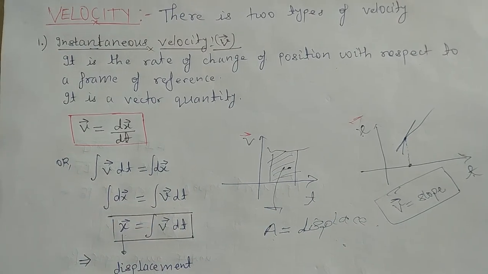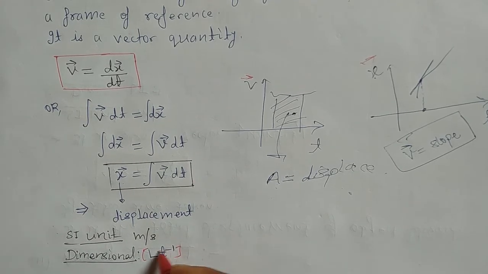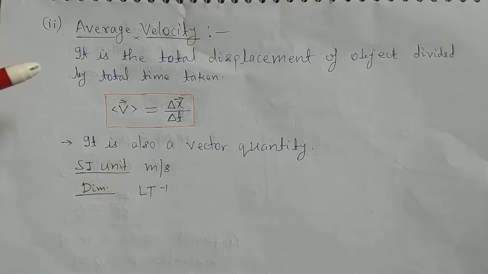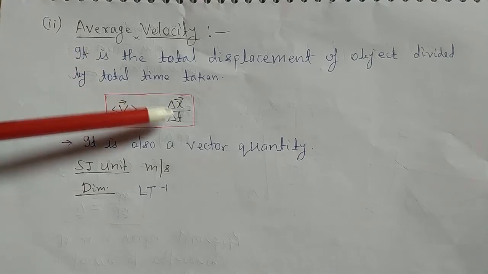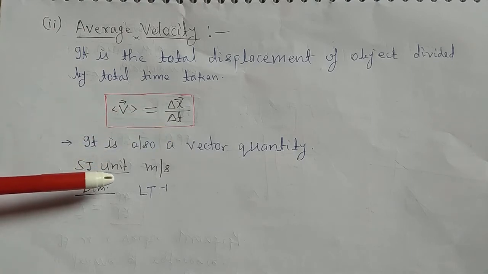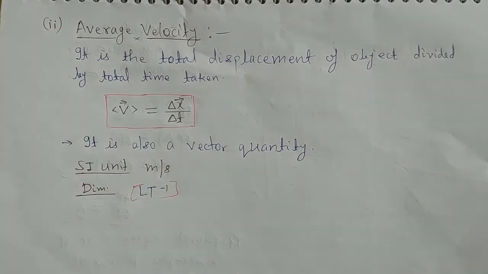Now the SI unit. The SI unit of velocity is meter per second, and the dimensional formula is LT to the power minus 1. Moving on to the next topic. The average velocity is the ratio of the total displacement and total time. So the average velocity is equal to total displacement divided by total time. It is also a vector quantity, and the SI unit is the same, that is meter per second, and the dimensional formula is also the same, that is LT to the power minus 1.